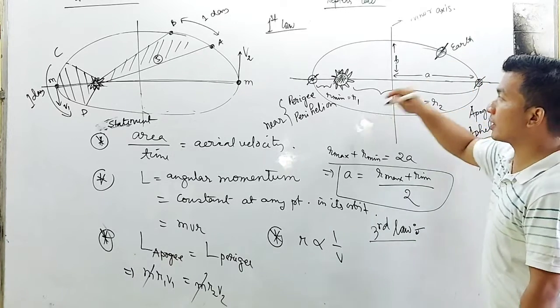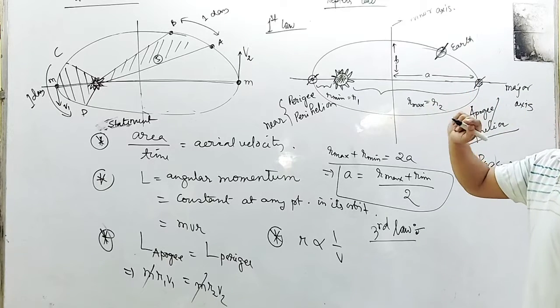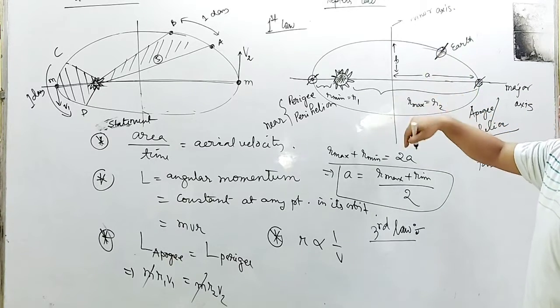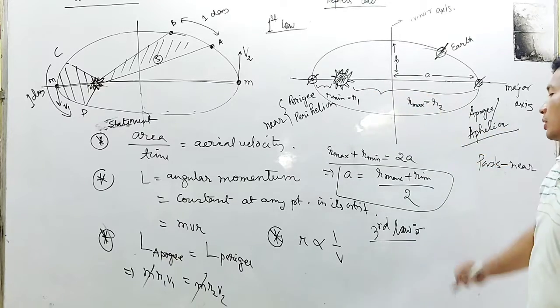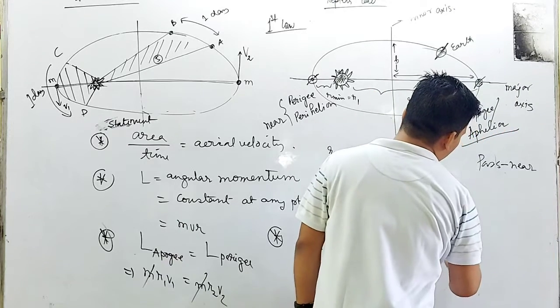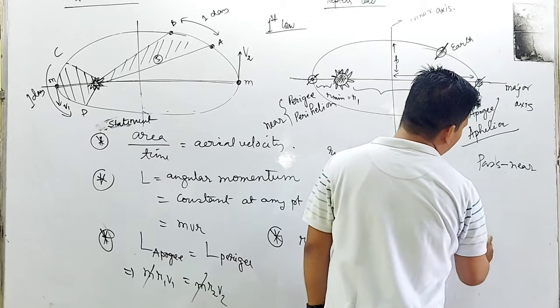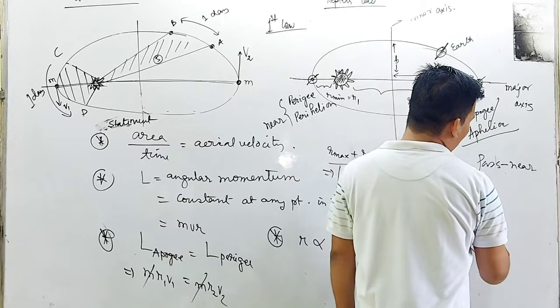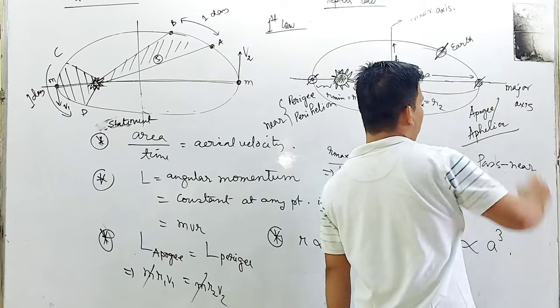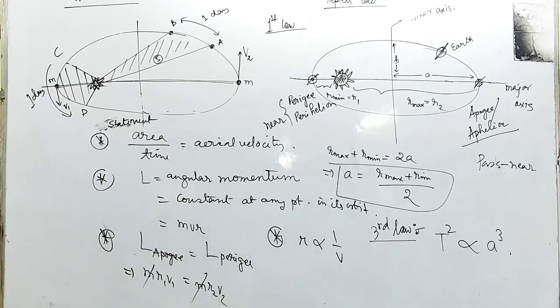Any satellite or any planet, when it revolves around any star, the square of the time period is directly proportional to the cube of the semi-major axis.